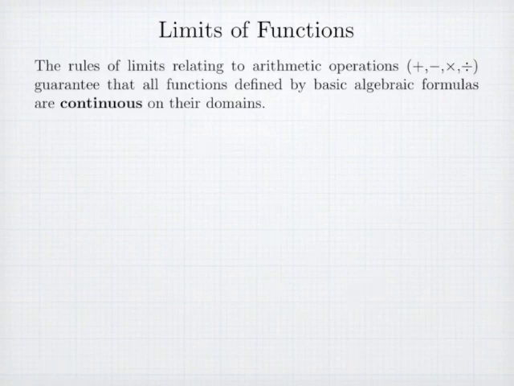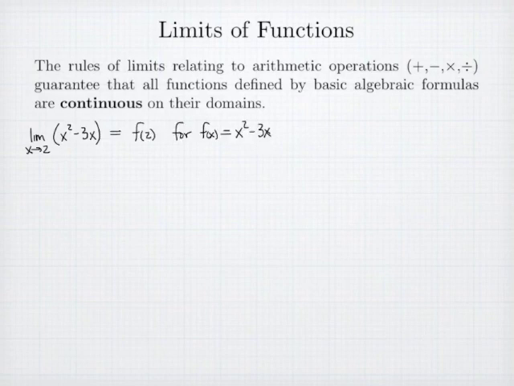So, limit rules, the sum rule, the difference rule, the product rule, and the quotient rule for limits, all guarantee that basic algebraic formulas, formulas that only involve those operations, are continuous on their domains. So if I have a limit of a formula, for example, x squared minus 3x, if I were to look at the graph, because it's continuous, all I need to do is look at the value of my function, which means all I need to do is plug in my x value into my formula.